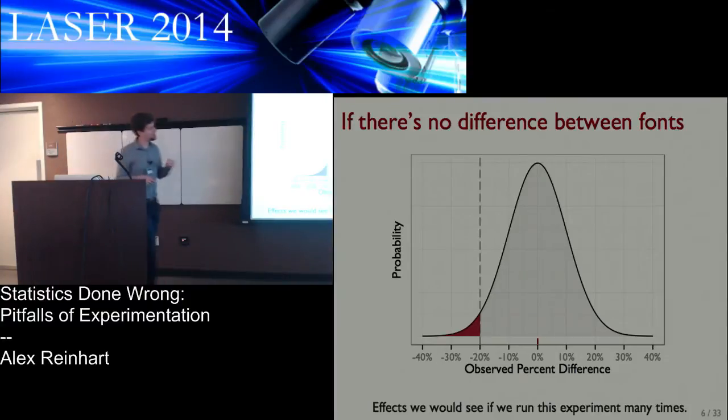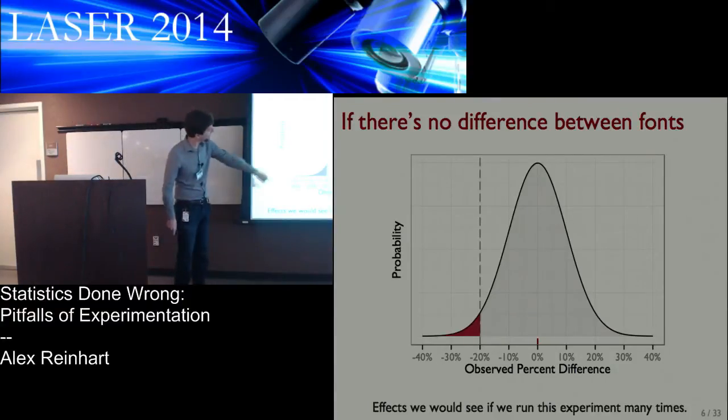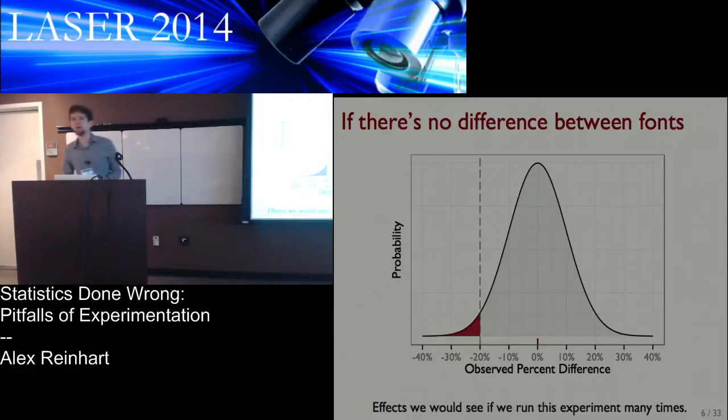So this is how we choose our statistical significance threshold. We say, all right, 20%. If we see a 20% decrease or more, that would be rare unless font actually mattered. So if we see that, we conclude font matters.